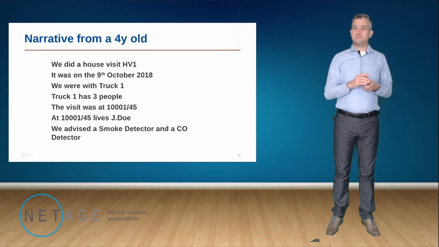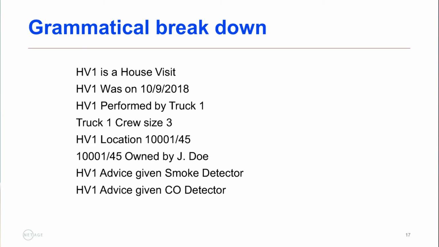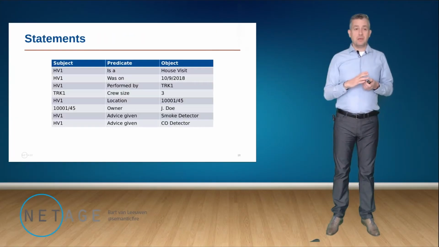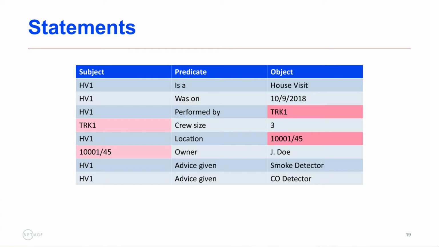Simple sentences. And we can even break this down grammatically. HV1 is a house visit, HV1 was on, etc. So now you're making this whole more elaborate sentence into discrete statements. And these statements are basically comprised of a subject, predicate, and object. HV1 is a house visit. HV1 was on. And if you look closely, you can actually see that a subject can be an object and vice versa, where the truck, which is an object in one sentence, becomes the subject in the next one.